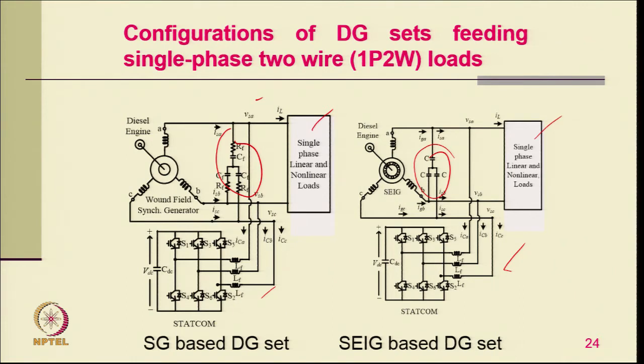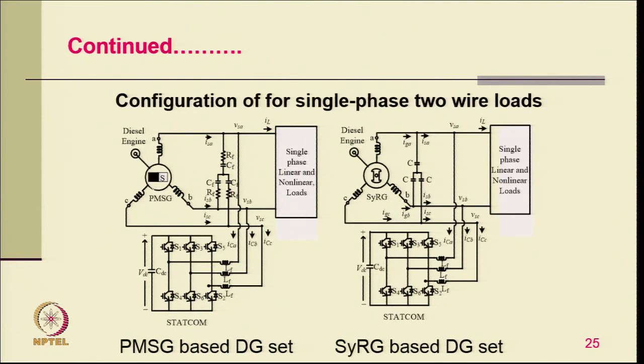Then you have a similar single phase load with the permanent magnet synchronous generator. Similar to a self-excited generator, the permanent magnet synchronous generator also has a fixed excitation. So voltage regulation also has to be provided along with load balancing and harmonic compensation, using this STATCOM on the permanent magnet synchronous generator.